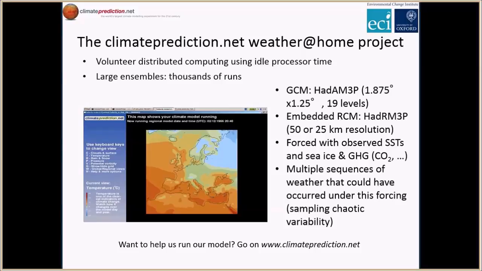And then the models are forced with observed sea surface temperatures and sea ice, greenhouse gases, etc. This setup allows us to generate multiple sequences of weather that could have occurred under this forcing. So really what we're doing in that case is sampling the chaotic variability of the atmosphere and looking at a whole range of possible time series that could have occurred or could occur in the future.